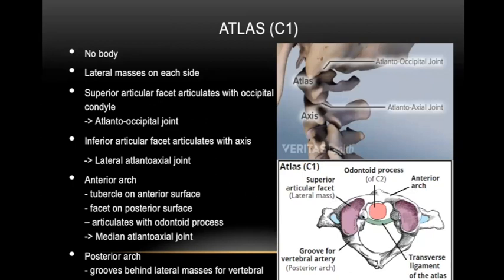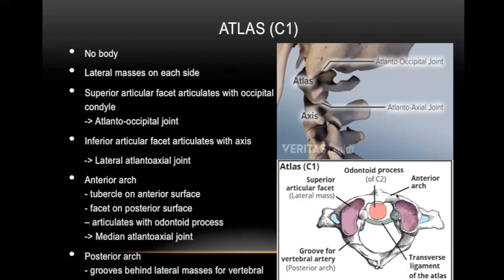Atlas doesn't have a body, and you have lateral mass on each side. And the superior articular facet articulates with the occipital condyle here, which forms the atlanto-occipital joint. So in our report, you will always see atlanto-occipital joint is normal and everything. So these are the atlanto-occipital joint. And the inferior articular facet articulates with the axis, which forms the atlanto-axial joint, which is on the lateral side, right? So you have the anterior arch and you have also the posterior arch.